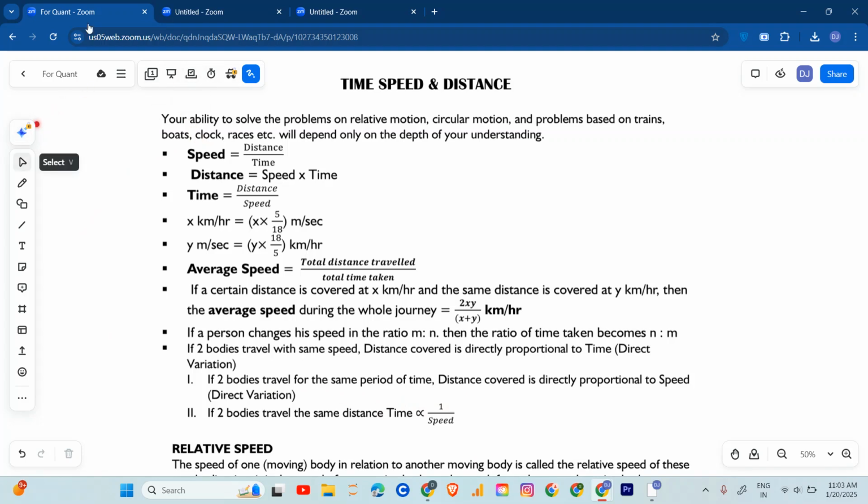Fine. So, this is all about time and distance.